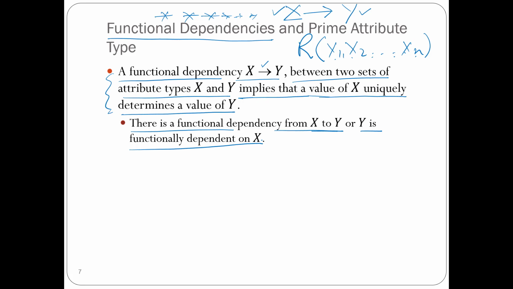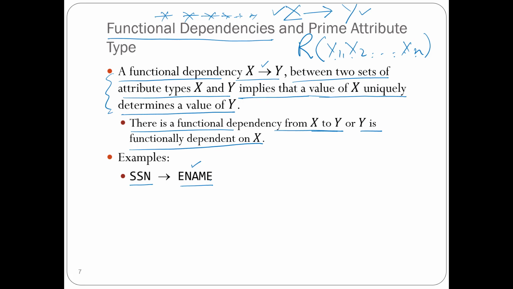So X functionally determines Y, or Y is functionally dependent on X. It's the same thing. Let's look at some examples. If you have a relation which is about an employee, then in that employee relation you should expect some attribute types like social security number, SSN. So if you know the SSN of an employee, then using SSN you can determine the name, because the SSN of an employee is supposed to be unique.